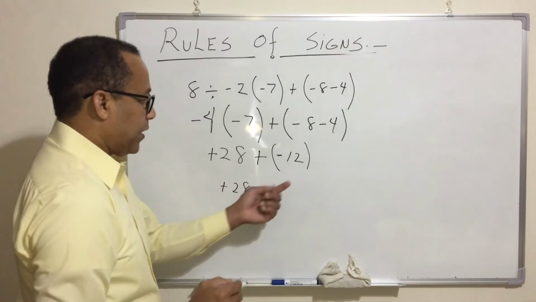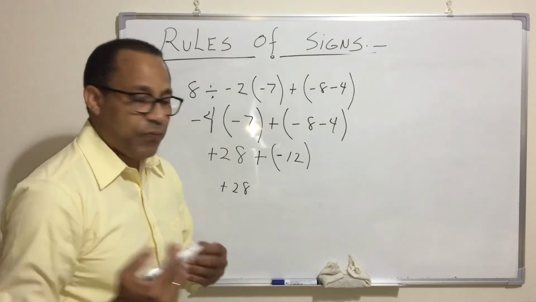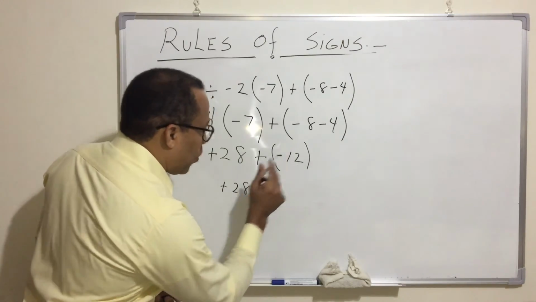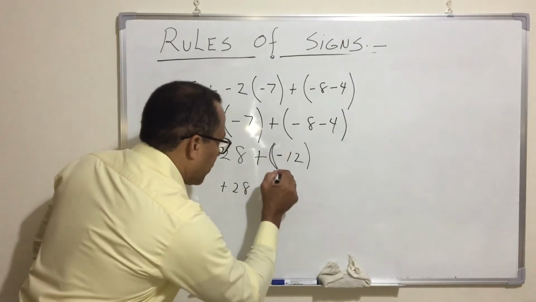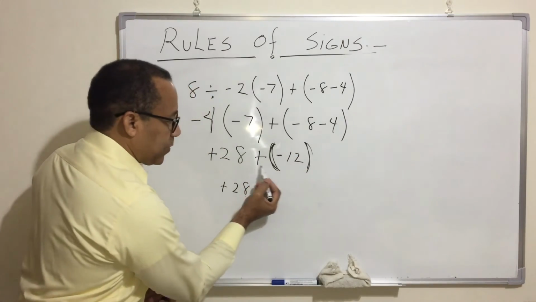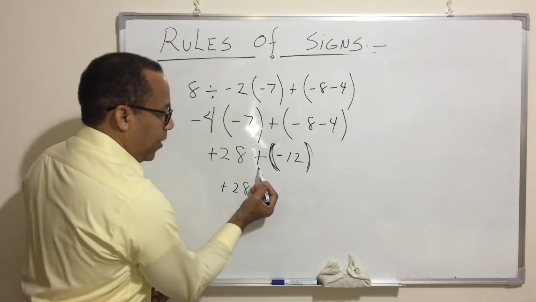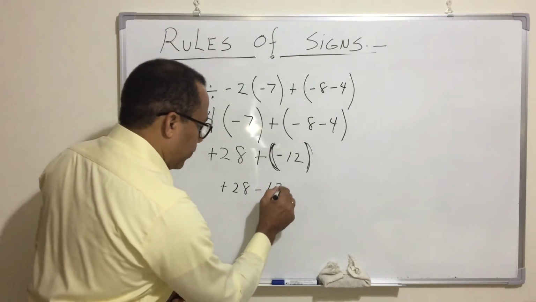And now, I need to get rid of the parentheses. How can I do that? Well, remember what we said before. These two signs are multiplying. Where does the multiplication come from? The parentheses mean multiplication. So this sign is multiplying with this one. So it says positive times negative equals to negative. And bring down the 12.